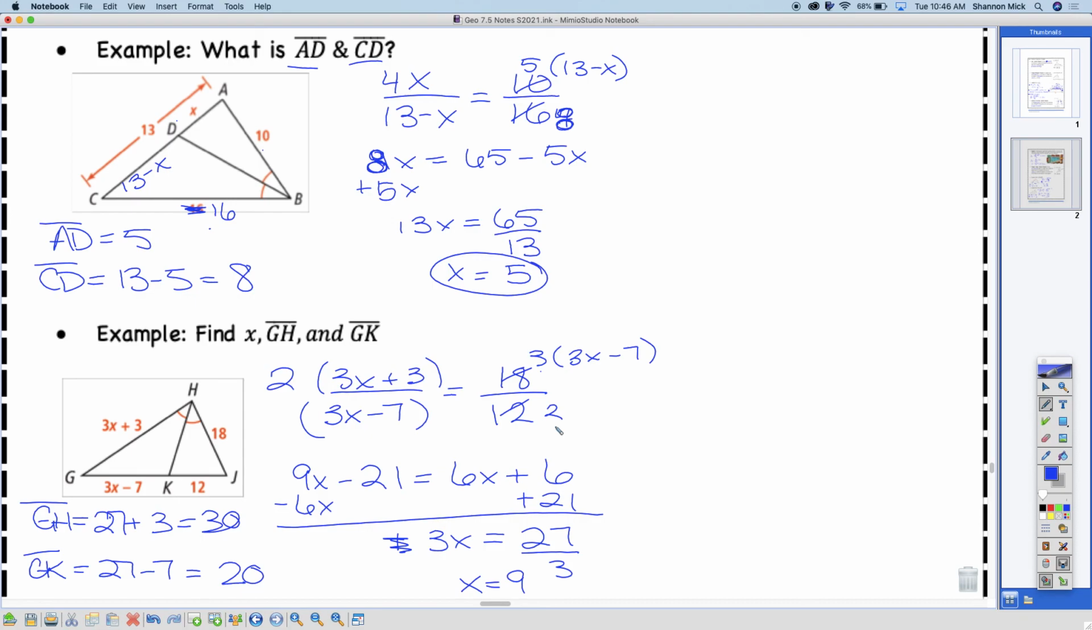No. Look at your proportions, Carly. Because these sides have to be proportional, right? And the other one was 3 halves, and if you put 30 over 20, you get what? 3 halves.